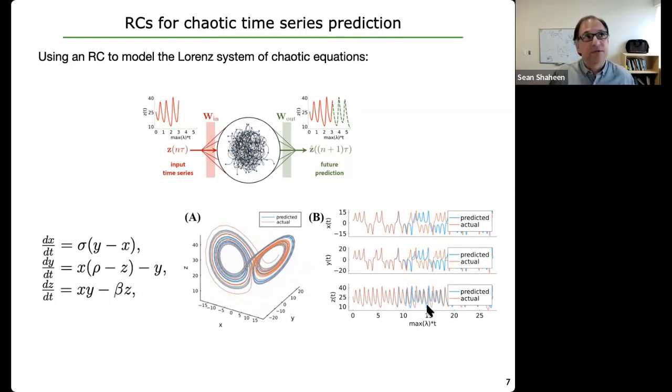This field was largely started by Ed Ott at University of Maryland, and there was a lot of press about this. He claimed that this was the best system that we know of for predicting chaos. I don't know if that's entirely true now, but it's certainly very impressive.